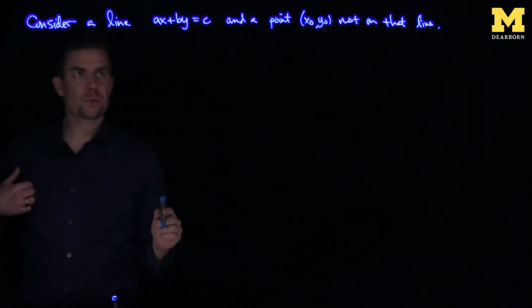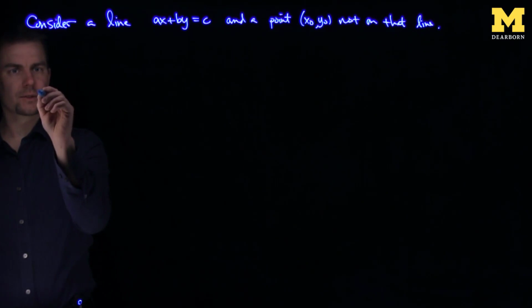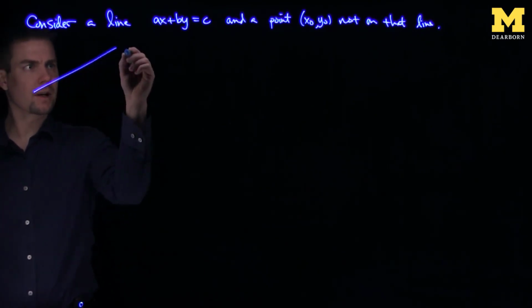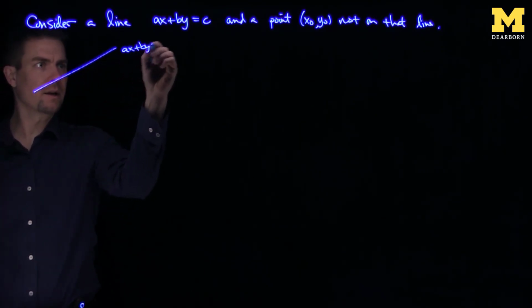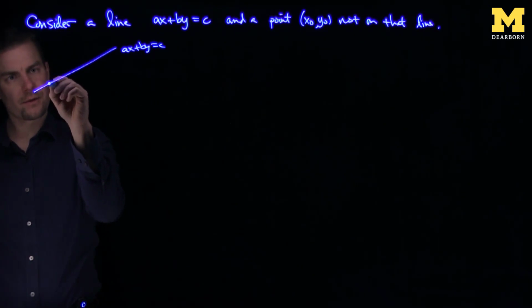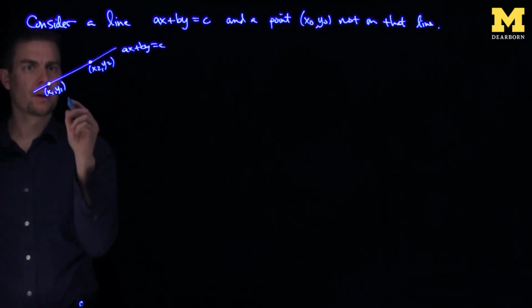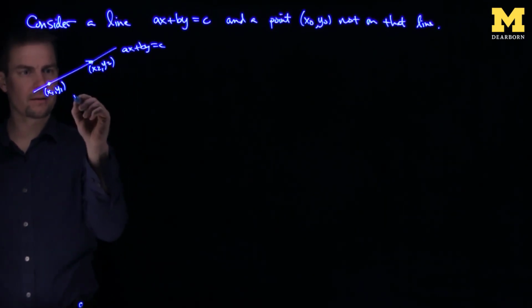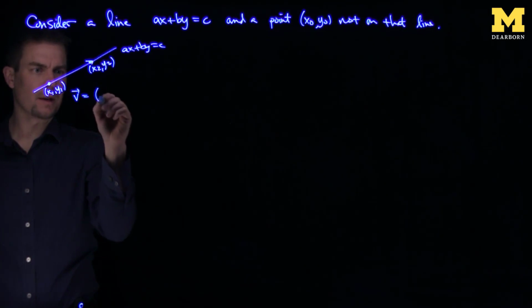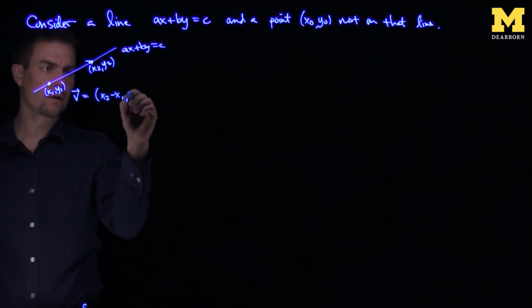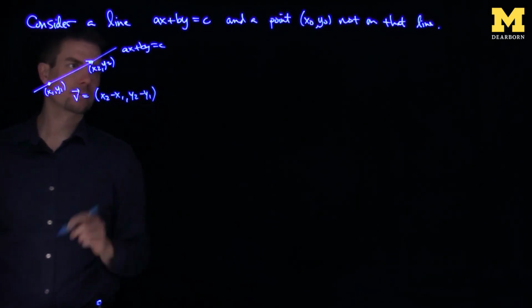Now what we can note is that if our line looks like this, this is our line ax plus by equals c. If I give you 2 points on this line, say that's x1, y1, and say this point over here is x2, y2, then the direction of the line, v, will be x2 minus x1, y2 minus y1.